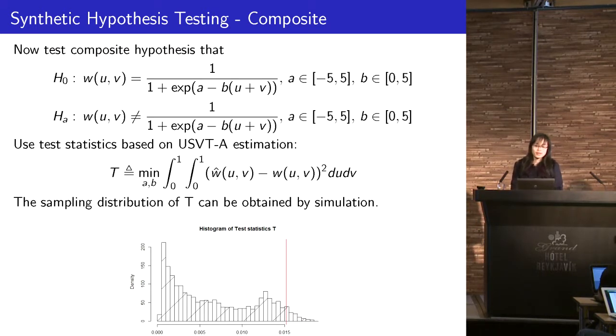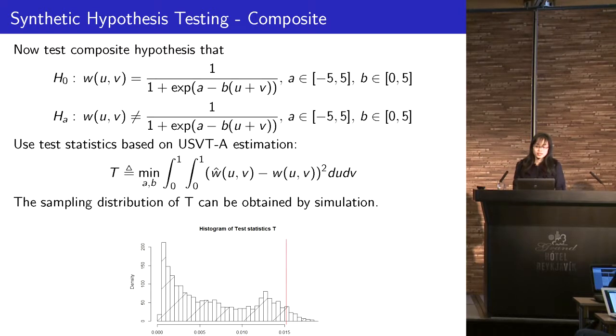The next example is to test a composite hypothesis, where the null distribution is specified by a parametric form of the graphon, which here is a logistic graphon with A ranging from minus 5 to 5 and B ranging from 0 to 5. The alternative is that it is not in that form. Again, we look at the difference between the estimate of the observed network and the underlying graphon, but here we minimize the difference by ranging A and B in the specified region.